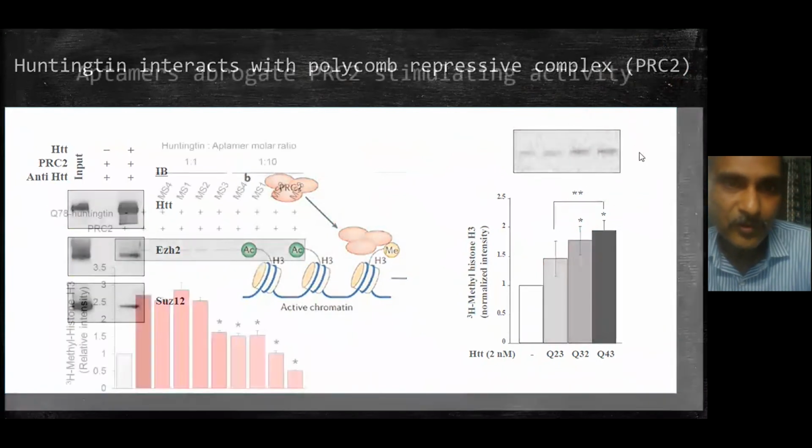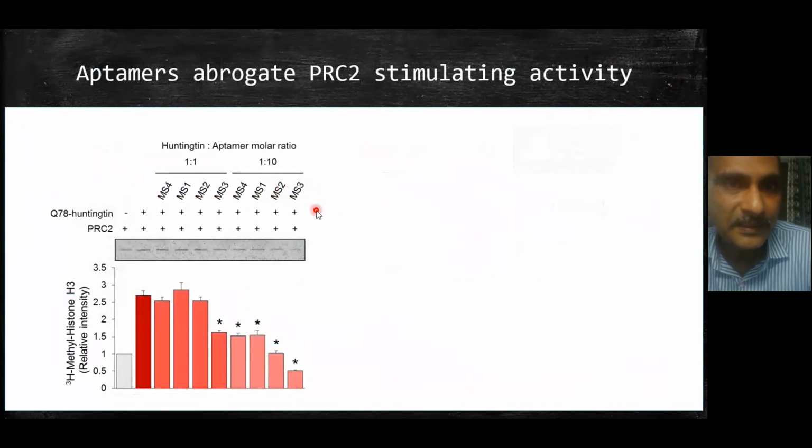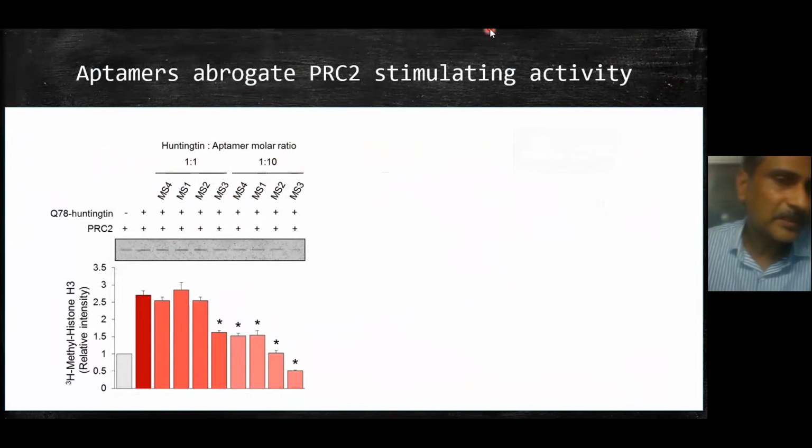Okay, so we wanted to check whether, if we add the aptamers in the assay, they are able to prevent this dysregulation or not. So you can see here we used 1:1 and 1:10 ratio of Huntington and aptamer, and you can see that when aptamer was present, compared to this red bar, there is a significant reduction in the activity. Okay, so that means the enhanced PRC2 activity of mutant Huntington is significantly reduced and brought back to wild type levels by these aptamers. Okay, so that was a very nice significant finding.